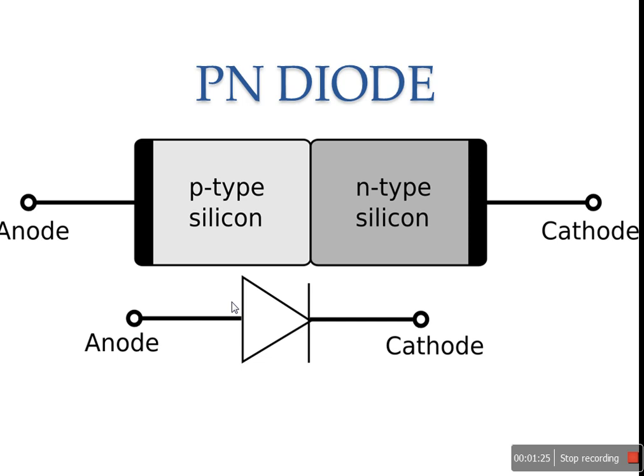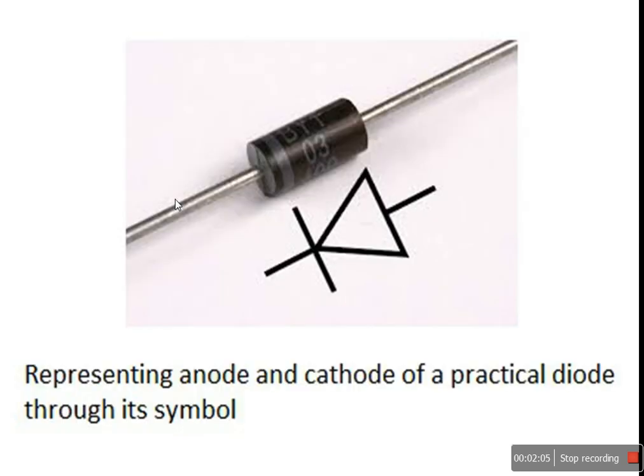So here the p-type material is having the majority carriers are holes and it is having the negative acceptor impurity ions, and the n-type material is having the majority carriers are electrons and positive donor impurity ions. So this is the PN diode structure and this is the symbol, and the terminals are the anode as well as the cathode.